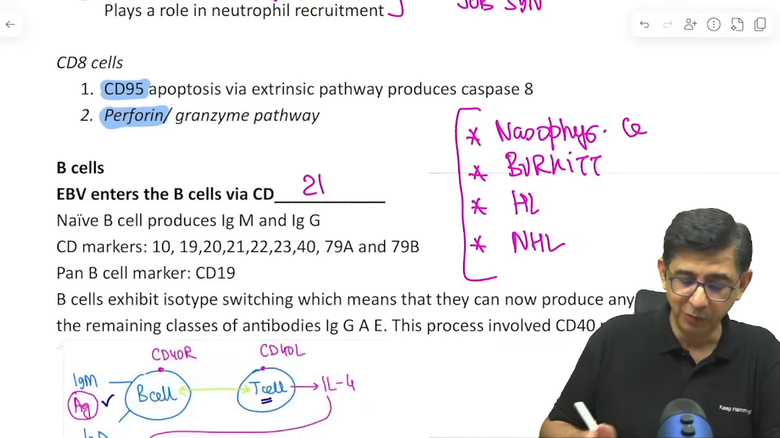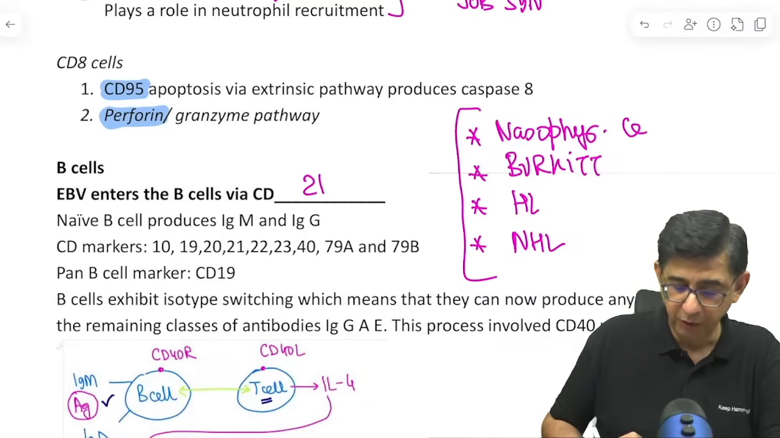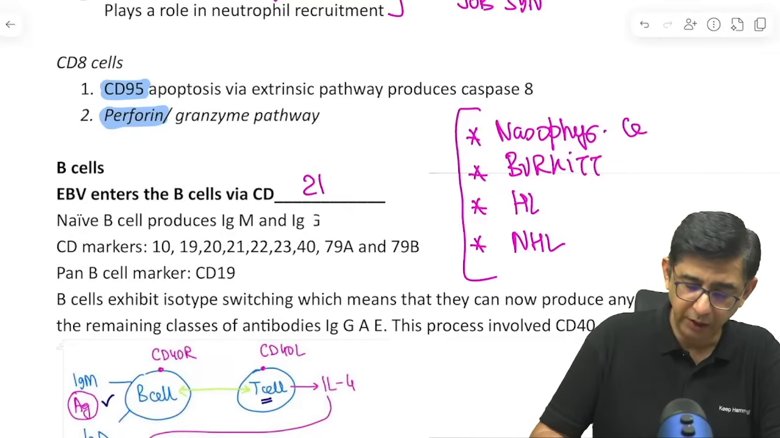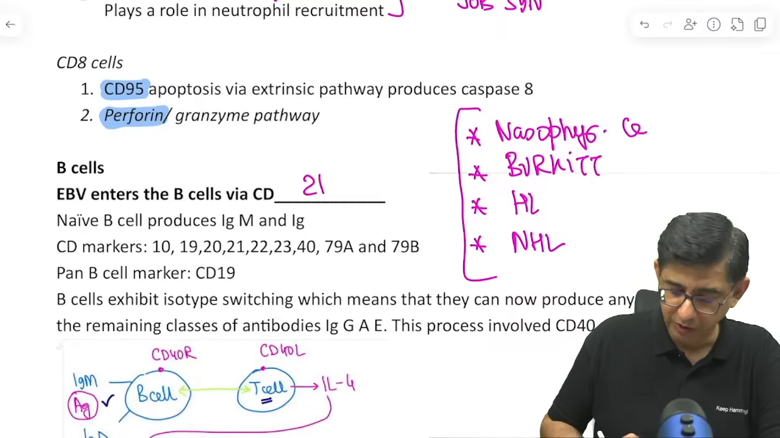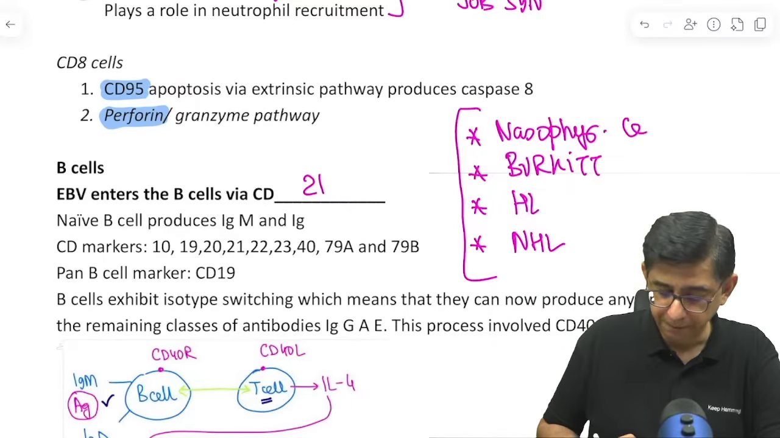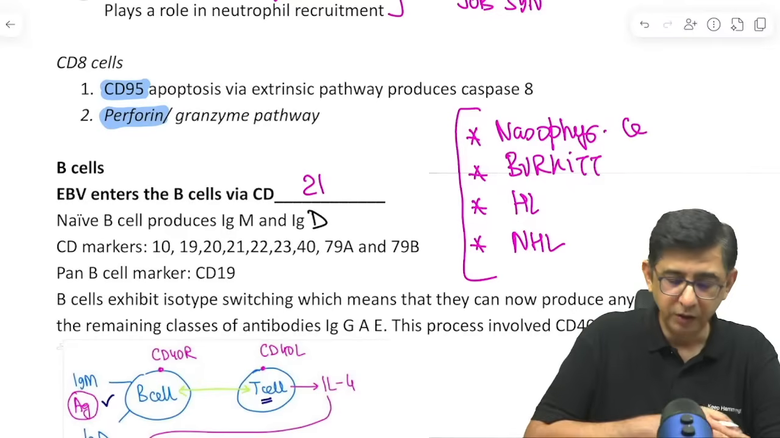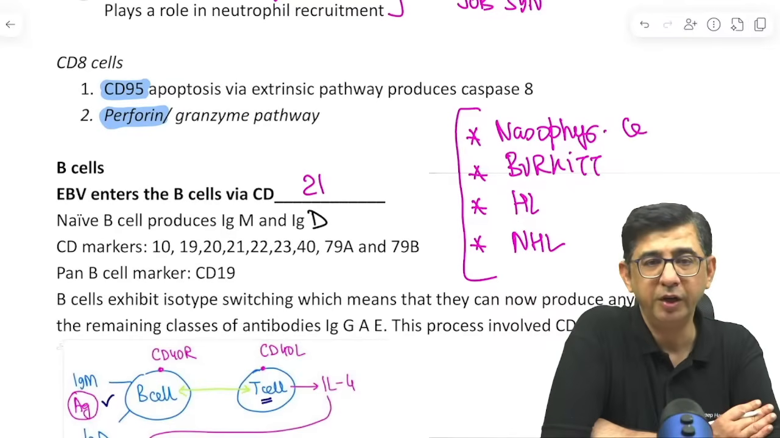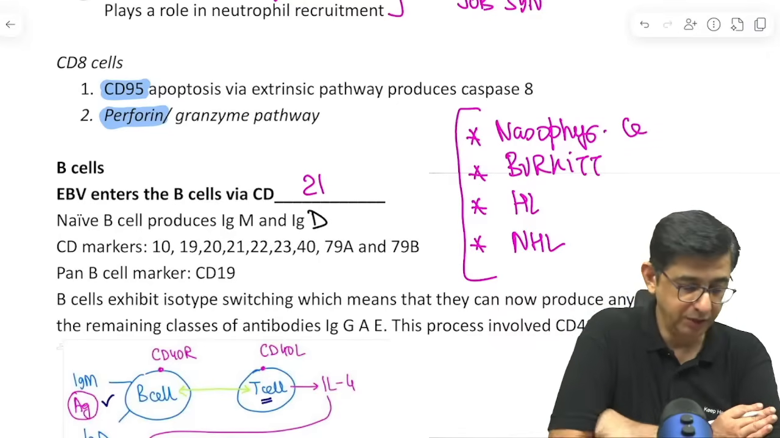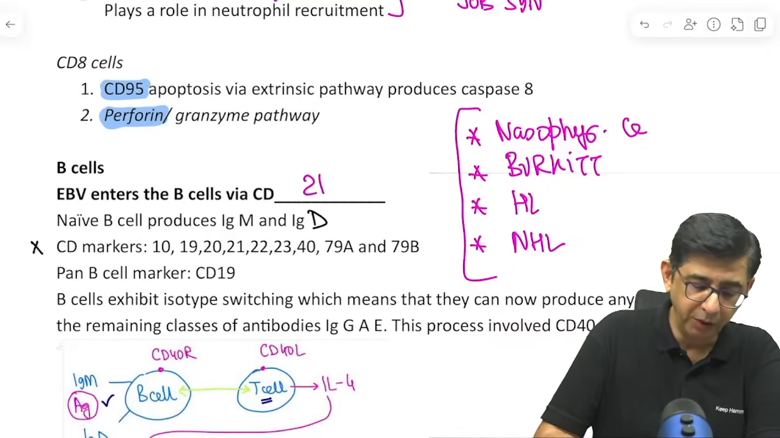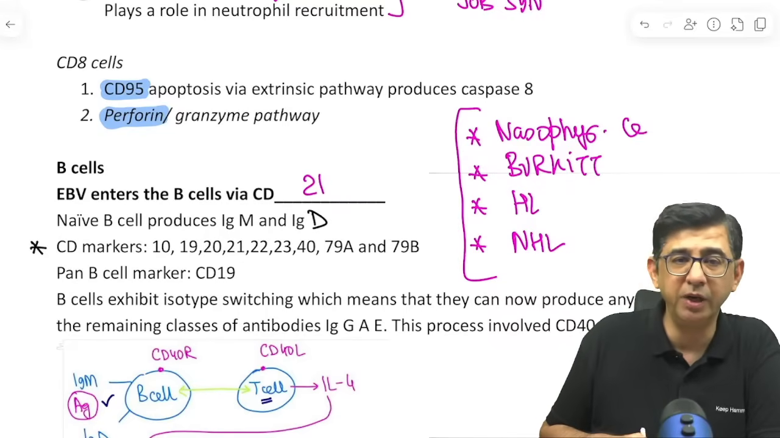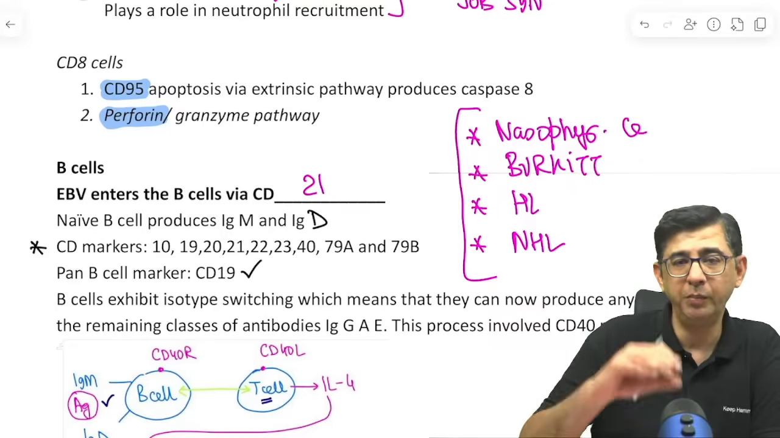Then it will be responsible for production of naive B cell, which produces two antibodies. The main antibodies produced are IgM and IgD. Then this naive B cell will be converted into a mature B cell, which will produce the remaining antibodies. The CD markers are multiple, 19, 20, 21, which you know, but if asked what is a pan B cell marker, it is CD19, just like we studied pan T cell marker is CD3.